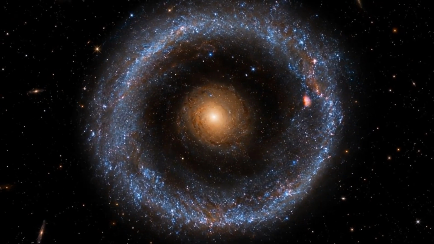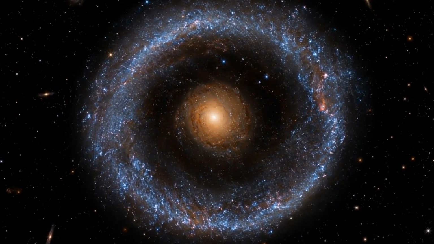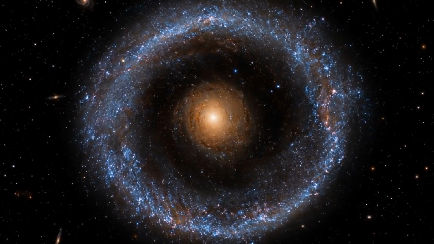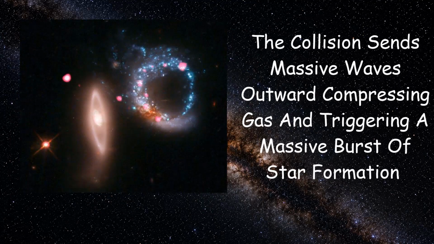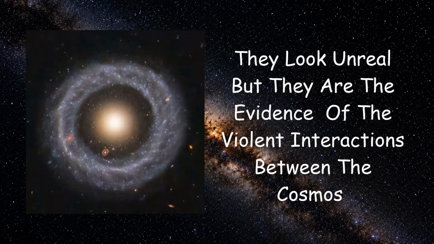Ring galaxies are rare and visually striking. They appear as bright rings of stars surrounding an emptier center. Most of them form after a smaller galaxy passes directly through a larger one. The collision sends powerful waves outward, compressing gas and triggering massive bursts of star formation in a circular shape. These galaxies can look almost unreal, but they are evidence of the violent interactions happening across the cosmos.